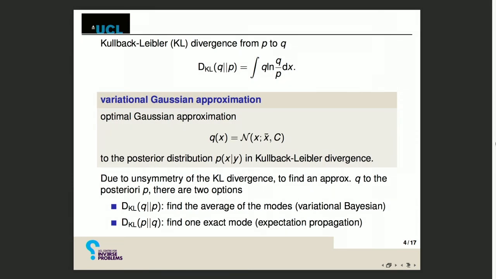In practice, the one used most often is the Kullback-Leibler divergence from P to Q. It is defined as follows. If we restrict our approximation Q to be a Gaussian distribution, then we have this kind of parameterization. One can immediately see that this divergence is not symmetric, and this will be important later on.